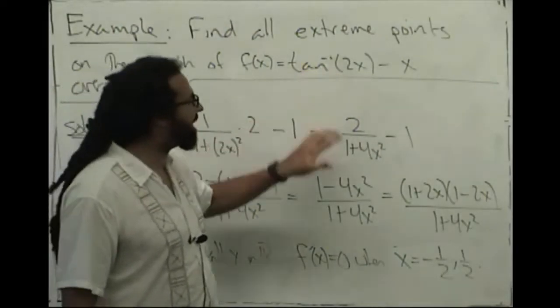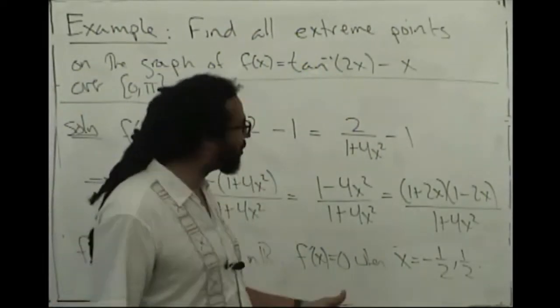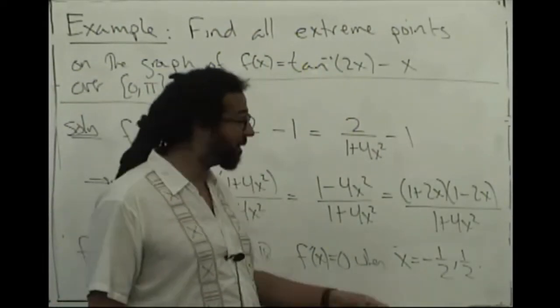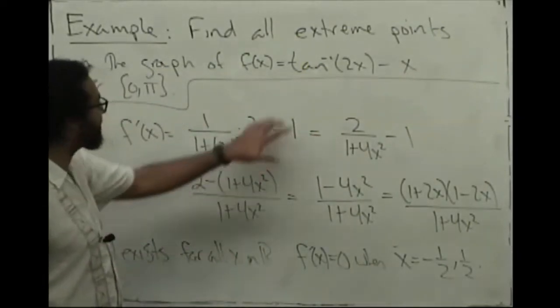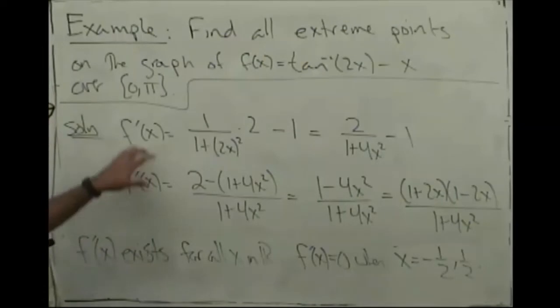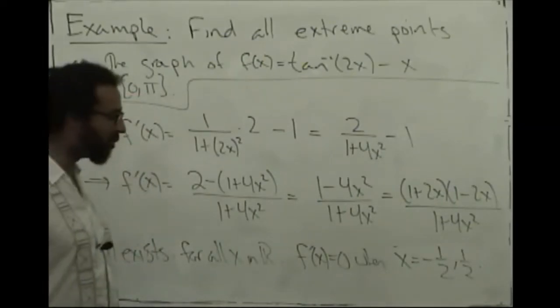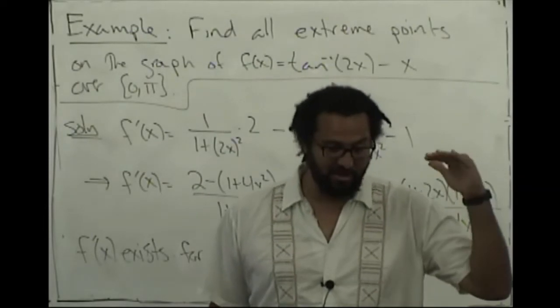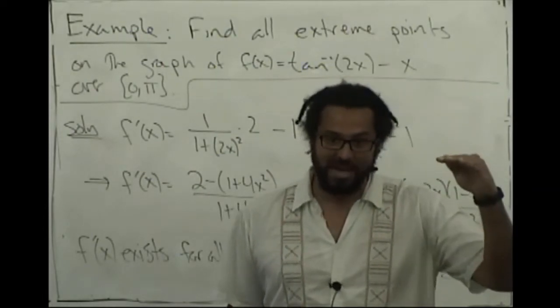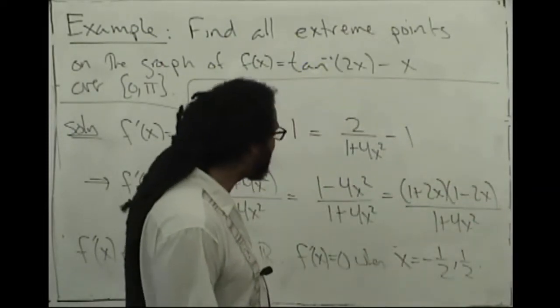So we know tangent inverse is continuous everywhere on its domain, which is for all real numbers. Certainly x is continuous everywhere. And so f is a continuous function. We're on a closed interval, so we should expect to get extreme points, right? We should expect to be able to find an absolute maximum and an absolute minimum. How do we do that?